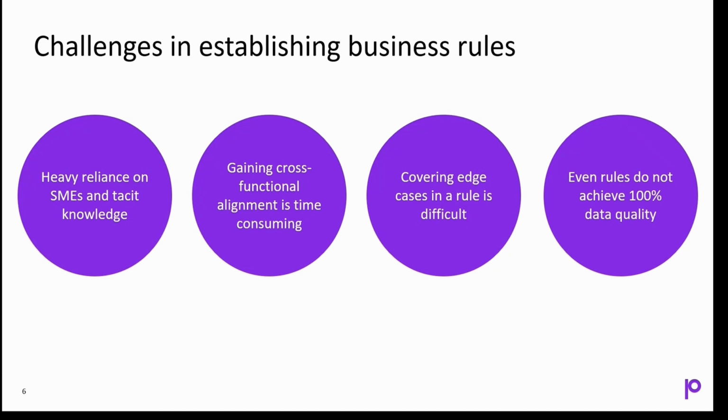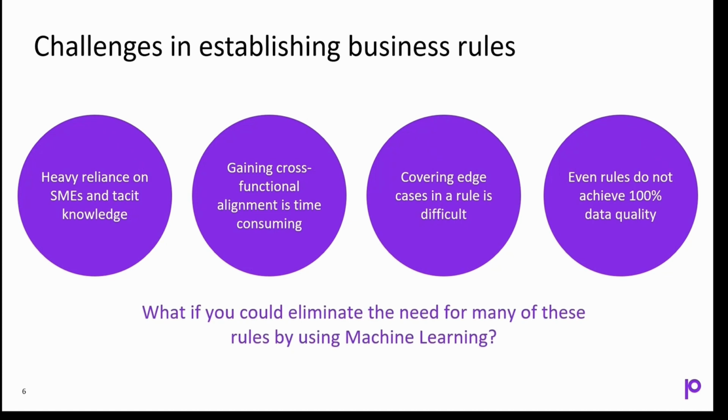Then covering edge cases and hard-coded rules can be difficult, if not impossible. And so even with the best effort, hard-coded business rules will not guarantee 100% data quality. So what if you could eliminate the need for many of these rules by applying machine learning? That would reduce the effort, the time to solution, and complexity, and could therefore deliver huge savings and benefits to your organization.